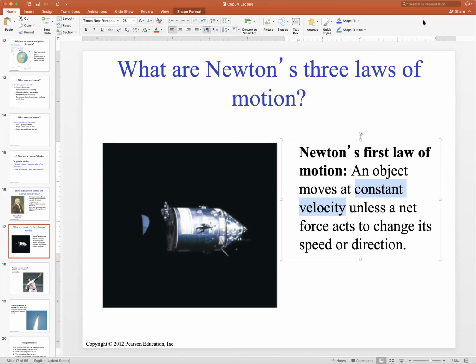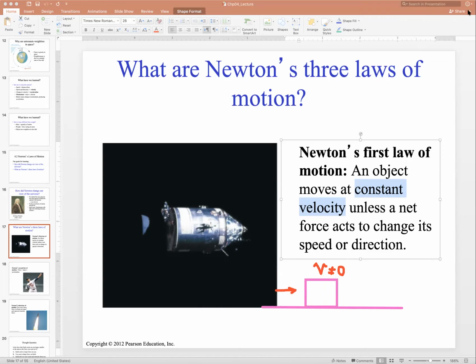In other words, an object, let's say a box, okay, and let's say that box is staying on a surface. This box will stay stationary unless there is a force acting on it. And then if the force acts on it, it will start to move. So the velocity is not zero.